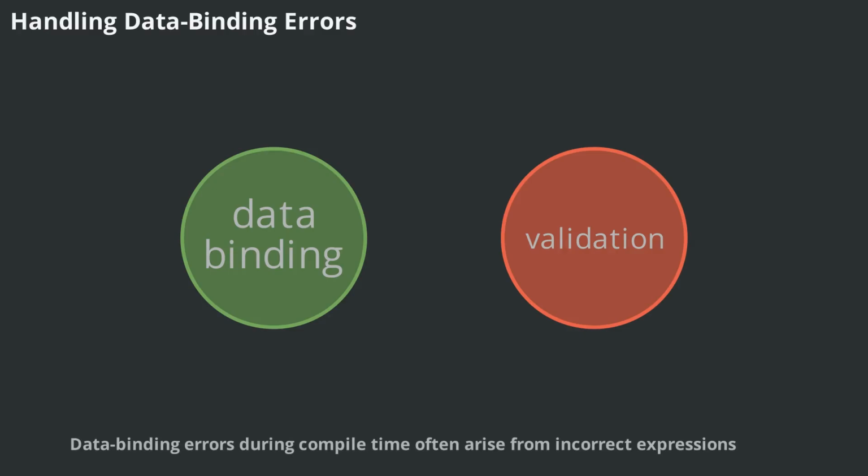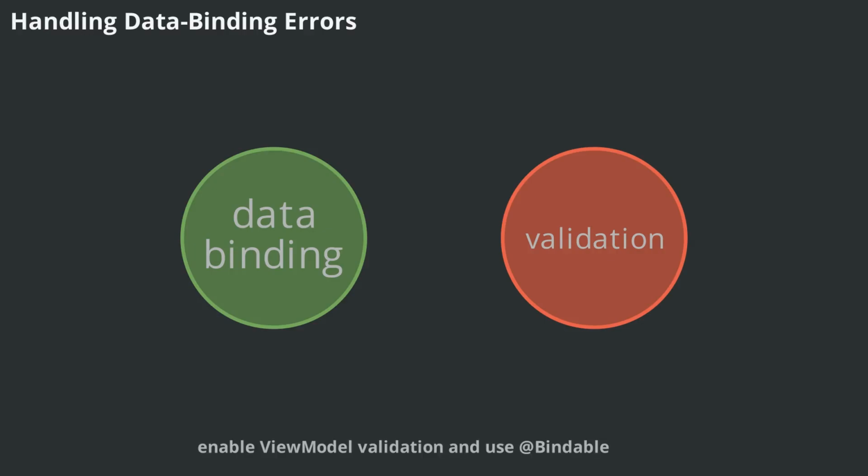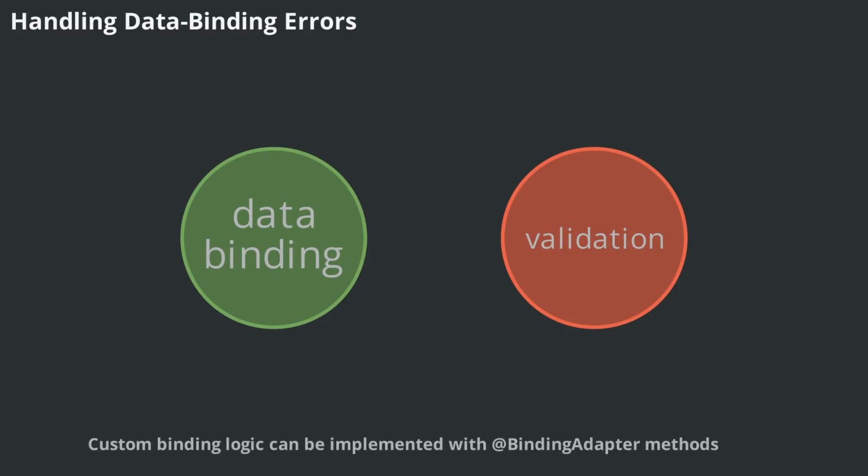Data binding errors during compile time often arise from incorrect expressions, type mismatches, or improperly defined variables in XML layouts. To handle these errors proactively, enable ViewModel validation and use Bindable annotations for properties requiring two-way binding. Custom binding logic can be implemented with @BindingAdapter methods, reducing XML syntax errors and keeping code clean.